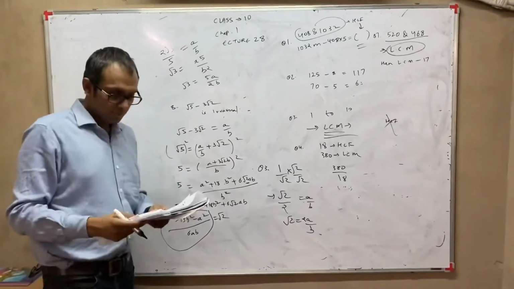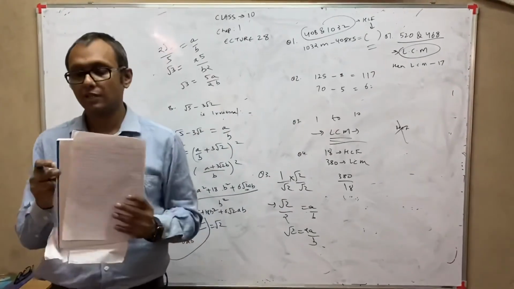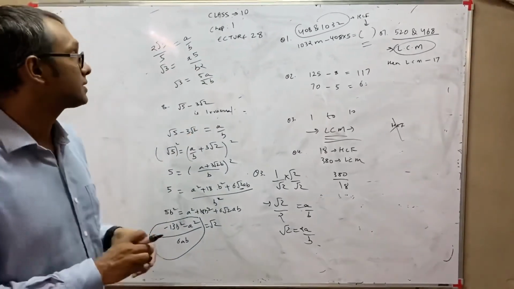So we have discussed the first 9 sums on this extra sheet. When you are seeing this, keep the extra sheet with you so that you understand what we are doing.